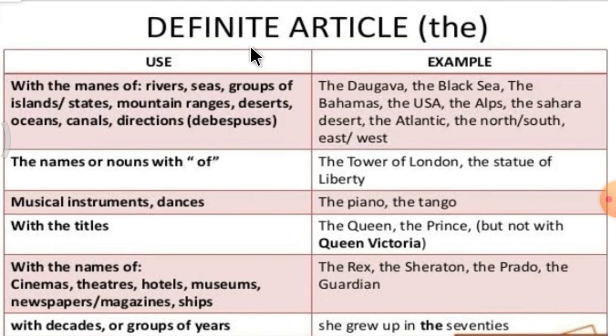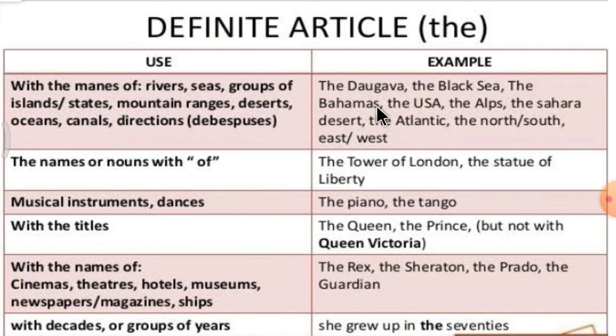Okay, definite article the. What is the use of it? With the names of rivers, seas, groups of islands, states, mountain ranges, deserts, oceans, canals, directions, etc. All these things we can use the definite article with.